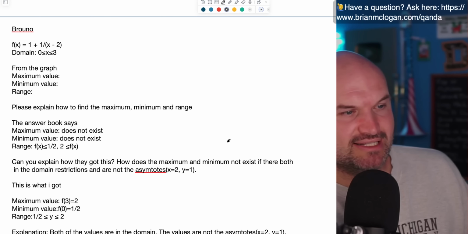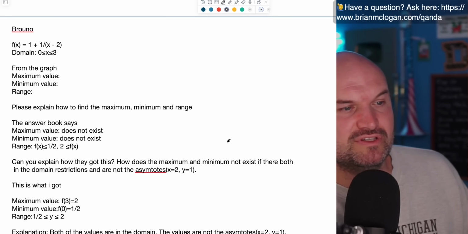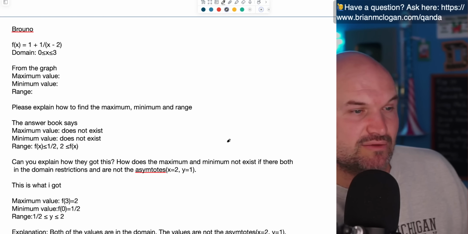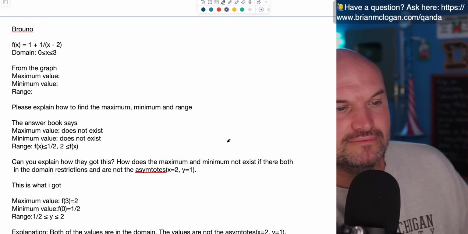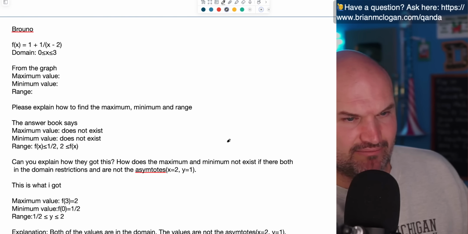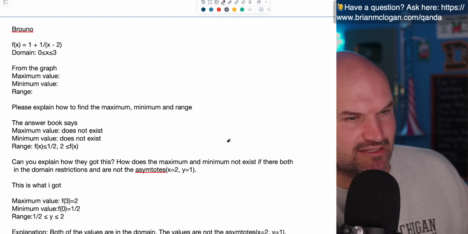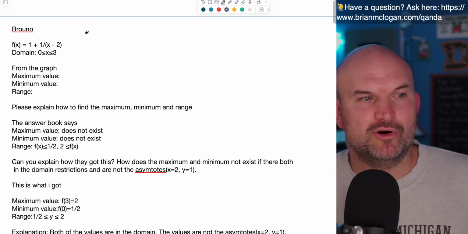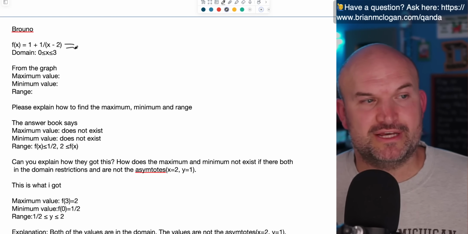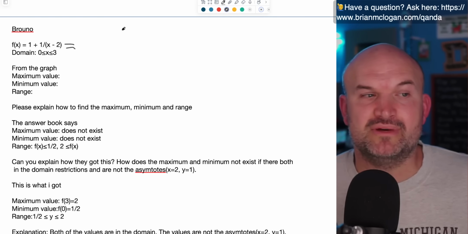The answer book says the maximum value does not exist. The minimum value does not exist. The range is less than 1/2 and greater than 2. Can you explain how they got this? How does the maximum and minimum not exist if they're both in the domain restrictions and they are not in the asymptotes? Okay, so what's really important is you have to know what the graph looks like, and you have to understand absolute maximum values and minimum values.